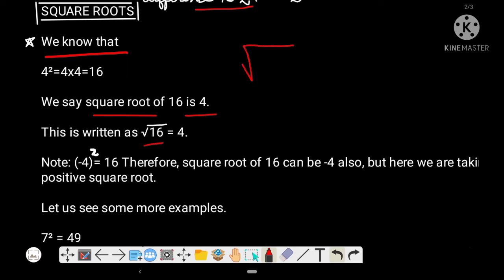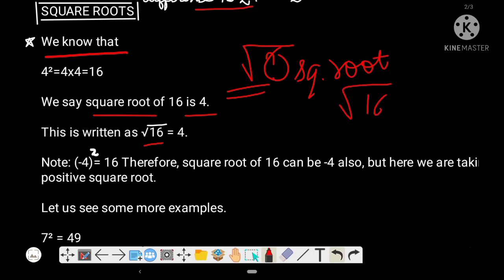Students, pay attention here. This is the symbol of square root. Any number lying under it is said to be under root. For example 16, so 16 under root. The root of 16 is 4. It means the number that, multiplied by itself two times, gives you 16. So 4 into 4, right?